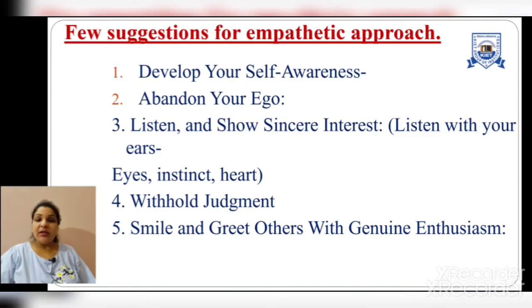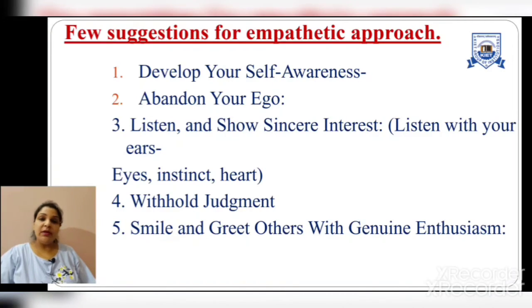Among these, number one is develop your self-awareness. Communicating with others in a way that reflects more empathy requires a great level of self-awareness of your nature and your disposition. Thus, having a thorough understanding of where you are mentally and emotionally during interaction is vital.